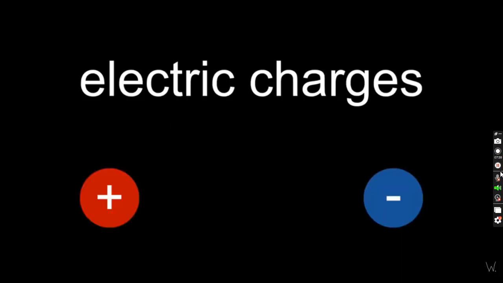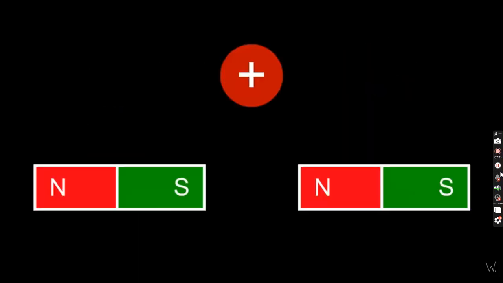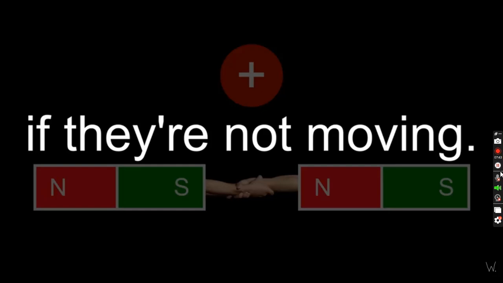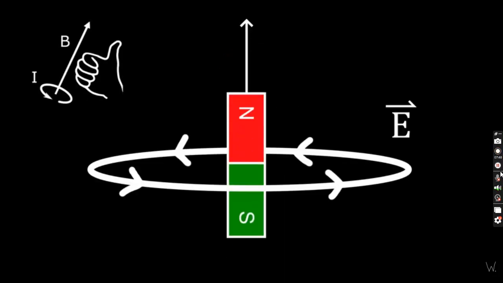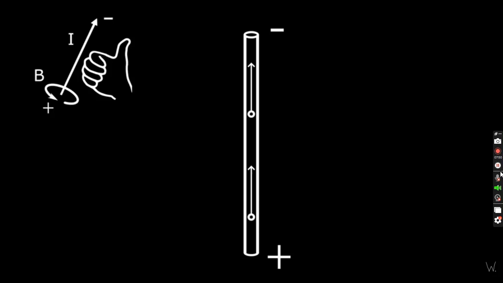Okay, now here's where things get kinda freaky. You know how electric charges only act on other charges and magnets only affect other magnets? Well, that's only true if they're not moving. The third and fourth Maxwell equations tell us that a moving magnet creates an electric field and a moving charge or electric field creates a magnetic field.